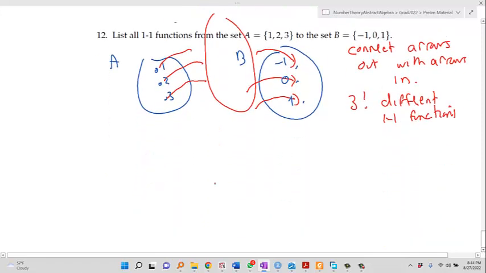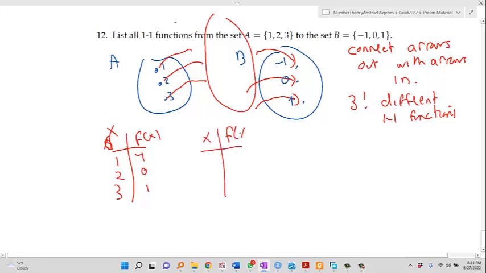And you should be able to list them. One way to list them is by this 2-column table. I can call this x, and then I can call this f of x. So this is going to be 1, 2, 3. And f of x here, I could do minus 1, 0, 1. Now, how many ways could I do this so that 1 goes to minus 1?